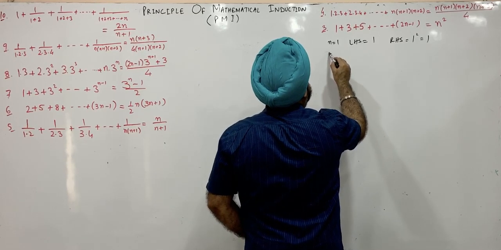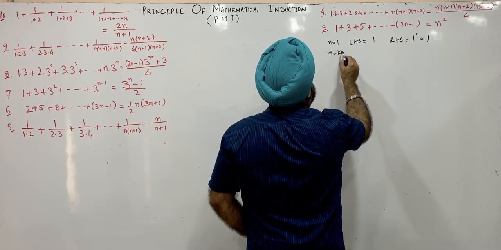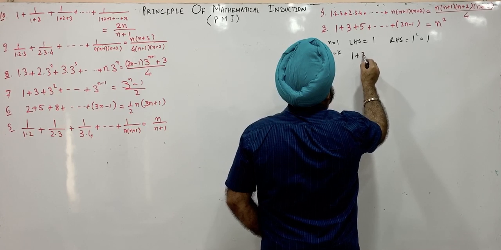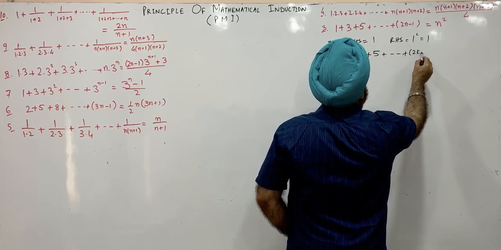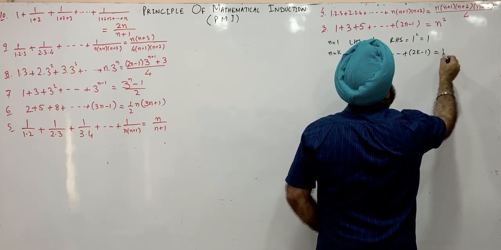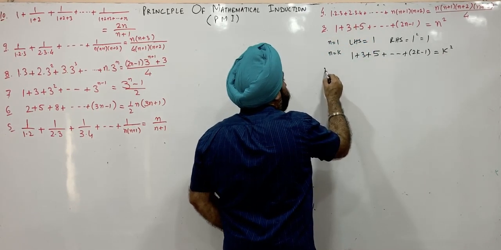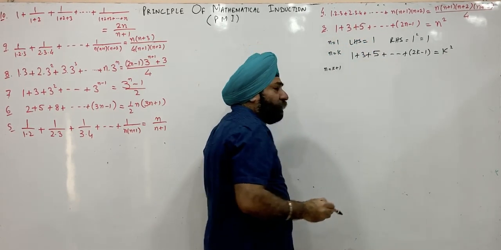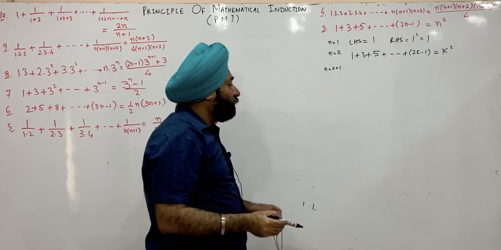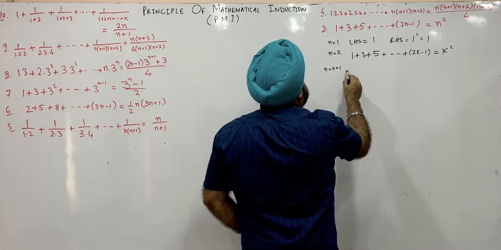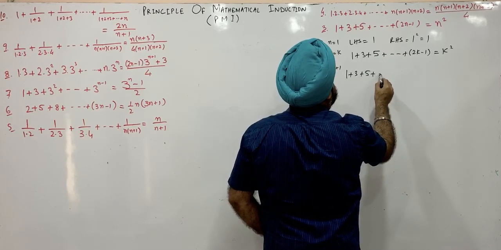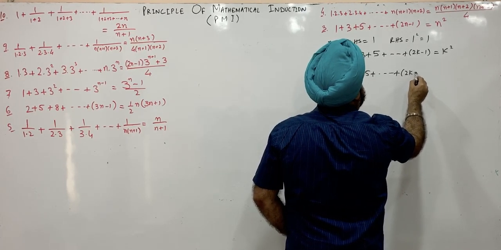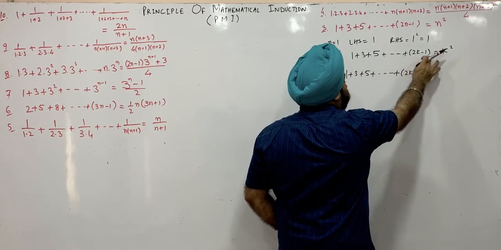Second step, we assume the result true for n is equal to k, that's 1 plus 3 plus 5 up to 2k minus 1. We assume this is k square, and then we have to prove the result true for n is equal to k plus 1. That means we have to prove 1 plus 3 plus 5 up to 2k minus 1, this is sum of k terms.